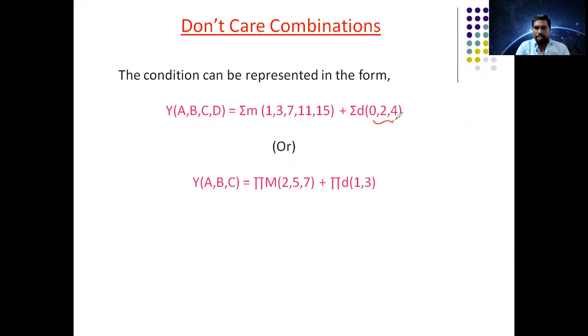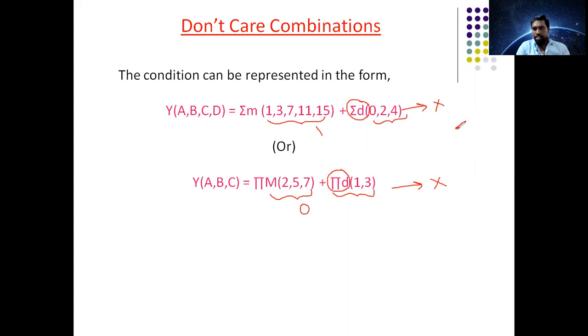These cells you need to replace with the symbol capital X, because these are don't care cells. And these cells you need to replace with 1, because it is SOP. Likewise, in the POS case, these cells should be replaced with 0, because it is POS. And cells 1, 3 should be replaced with X, because these are don't care conditions. This is how to represent a don't care in SOP, and this is how to represent a don't care in POS.